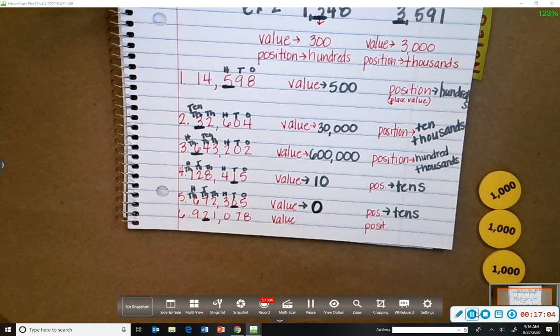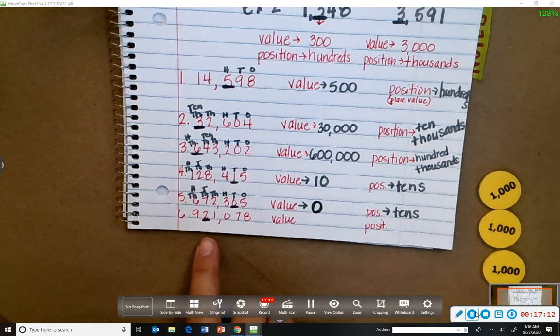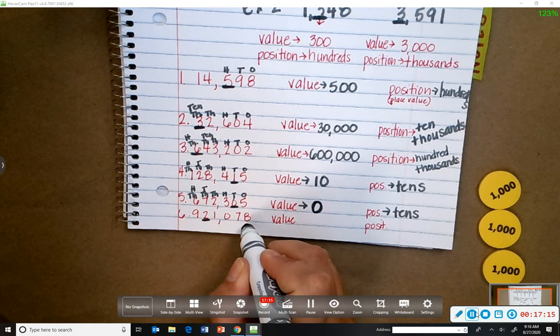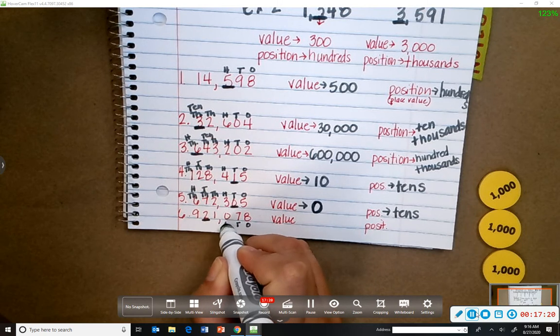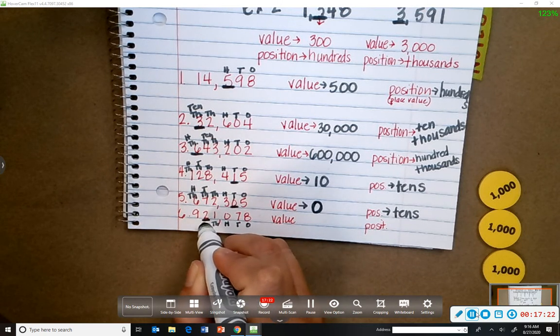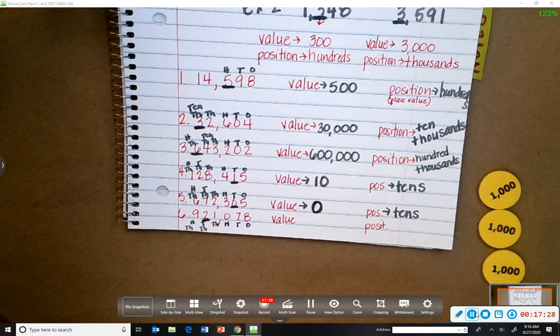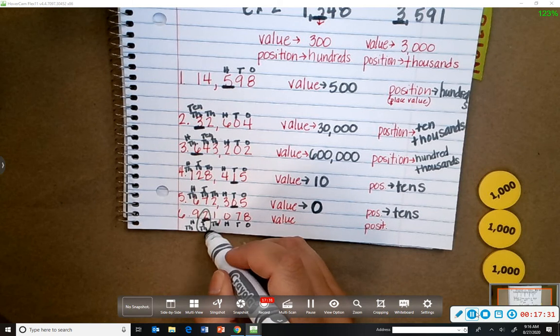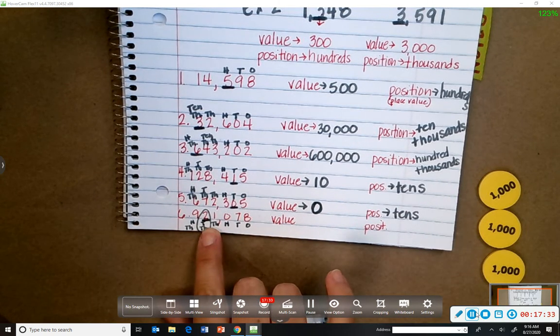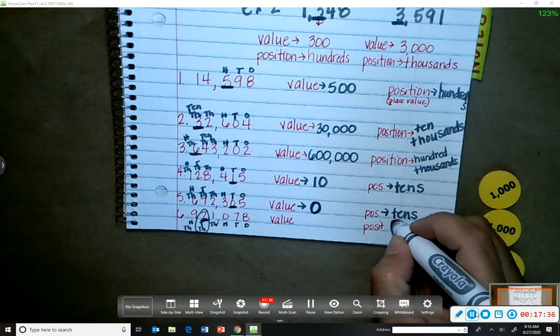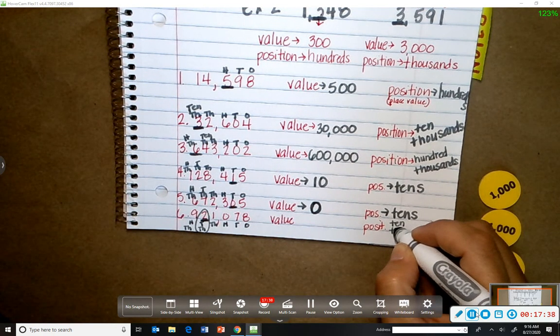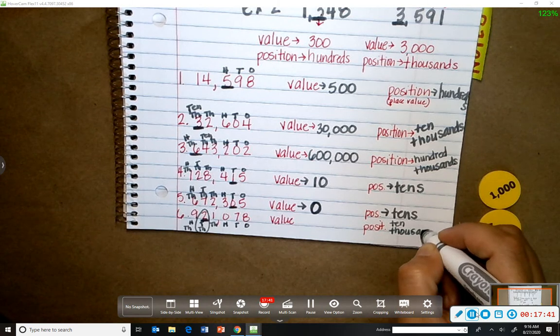Okay, the last one, 921,078. We want to know the value of the 2 and the position of the 2. So let's start by labeling our places. Ones, tens, hundreds, thousands, 10,000s, 100,000s. Okay, so here's my 2, and I labeled it 10,000. So we would say the position or the place value is 10,000s.